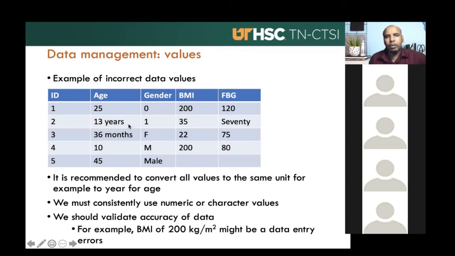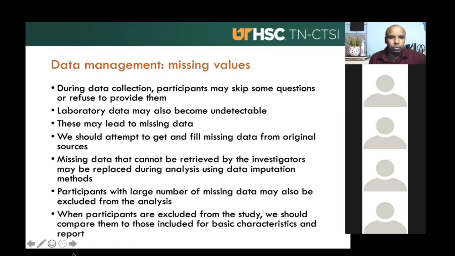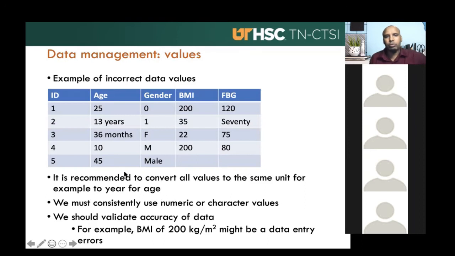And we have to describe what the units are in the data dictionary, and we don't have to include the units along with the values.